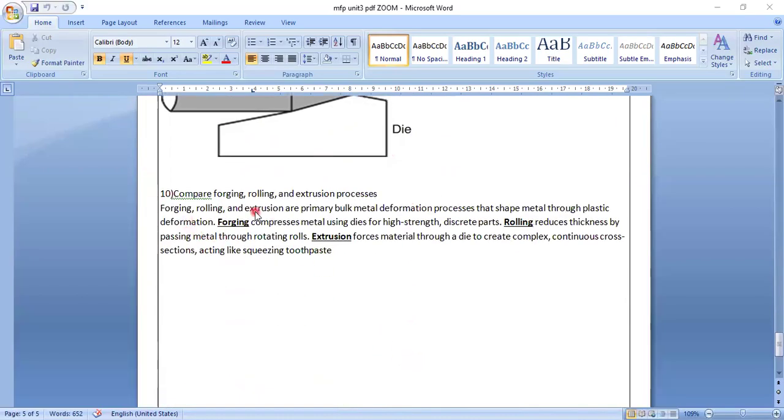Last question, compare the forging, rolling and extrusion process. As usual I am giving all the explanations. You can draw diagrams side by side and give definitions. That is more than enough. For example, forging, rolling, extrusion are primary bulk metal deformation processes only. They are the deformation processes that shape the metals through plastic deformation. Forging means compressing metal using dies, in order to increase the strength. Rolling means reducing thickness by passing metals through rotating mills. Extrusion means forcing material through a die to create complex shapes.